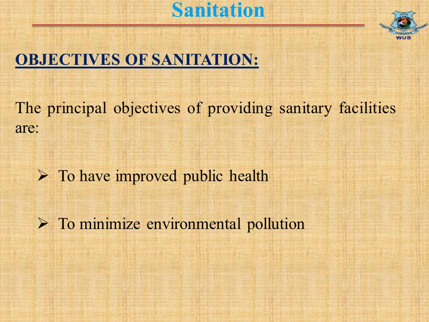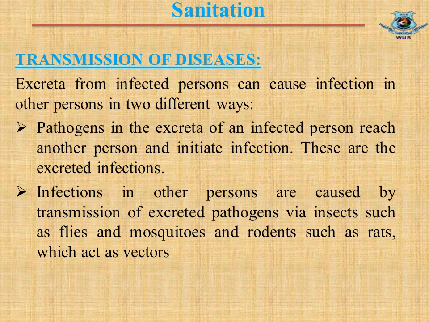Objectives of sanitation. The principal objectives of providing sanitary facilities are to improve public health and to minimize environmental pollution. From our above discussion, we can guess the objectives of sanitation may be in these two forms. Transmission of diseases. That means how disease is transmitted from one person to another. This is basically the transmission process by human excreta.